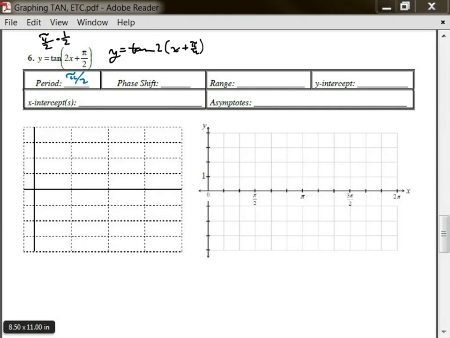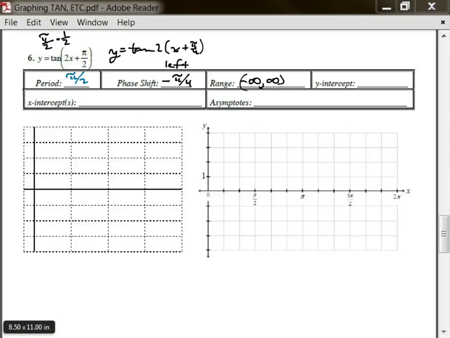Our phase shift is going to be left pi over 4. That's left, that's what minus means. And then after that, the range is the same. Remember I told you before, it's negative infinity to positive infinity. The y-intercept, I think I forgot to fill it in last time. Oh well. The x-intercepts, we'll see after we graph. The asymptotes, that's why I want to do this one.